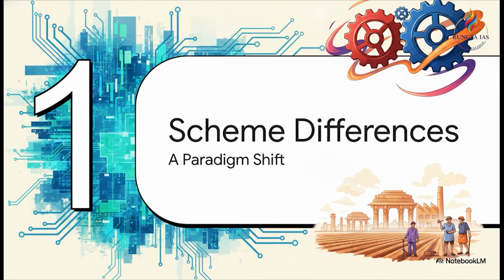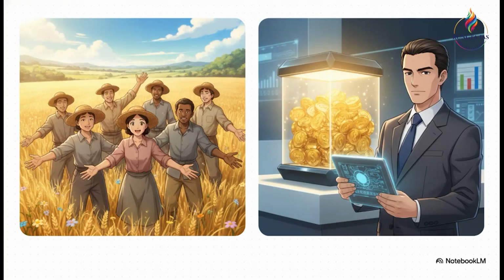Section 1. Key Scheme Differences. A Paradigm Shift. Okay, this is exactly the kind of analytical comparison examiners are hunting for in your UPSC Mains answers. Look at the old MGNREGA framework. It was universal and, crucially, demand-driven. Meaning, if work was demanded, it simply had to be provided.